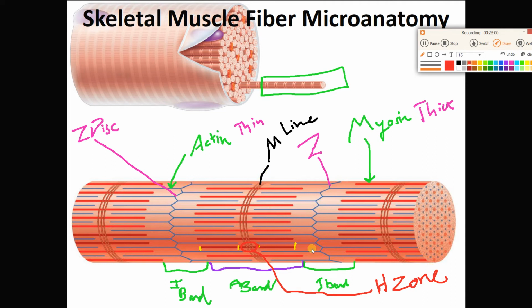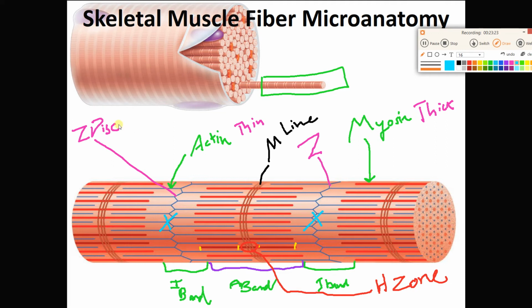One more thing, folks. Almost done. Do you remember in the previous slide we said there was that contractile unit? The contractile unit, the sarcomere, runs from one Z disc to another Z disc. So the machinery of contraction works within a sarcomere.